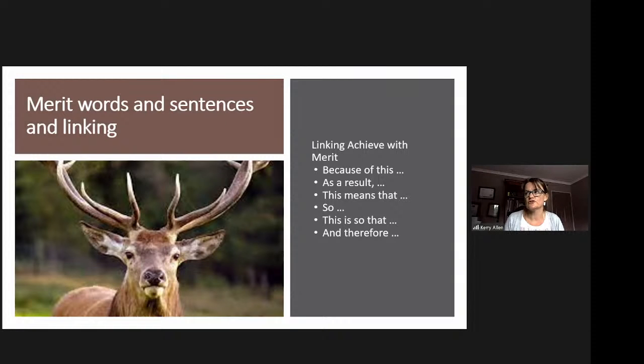If you're not sure how to do that, talk about your management practice and then say, because of this, it does this. Or as a result of that, it does this. Okay, so these are just trying to link from your achieve section through to the merit. Okay, so that it's showing you have some understanding.